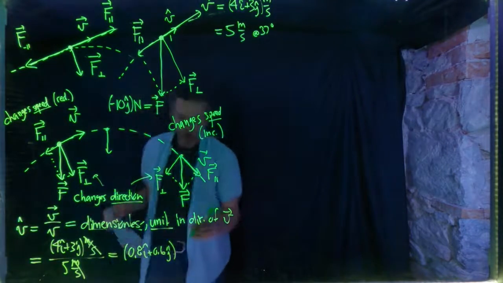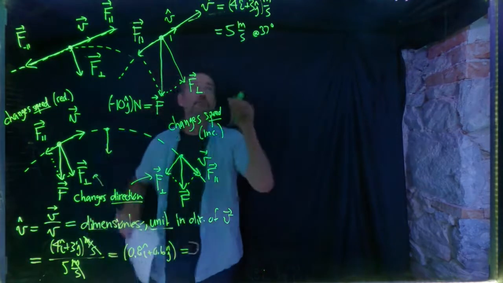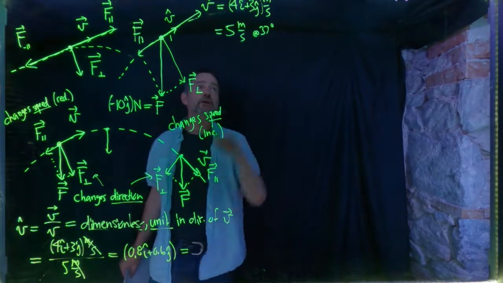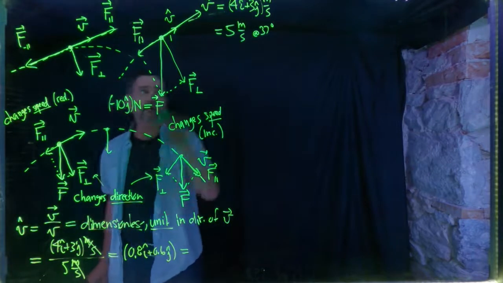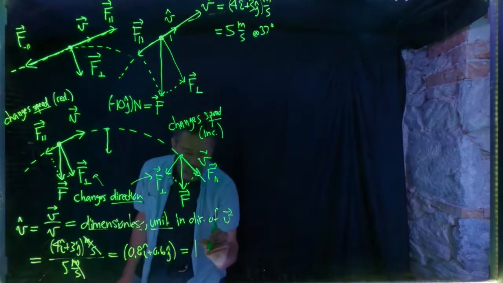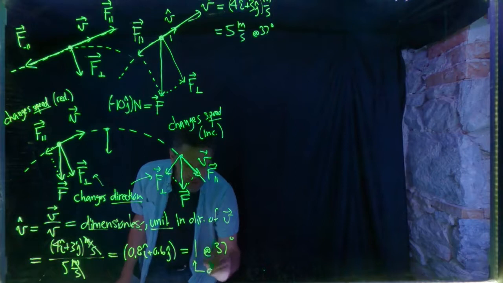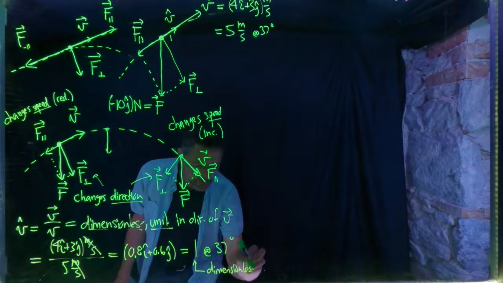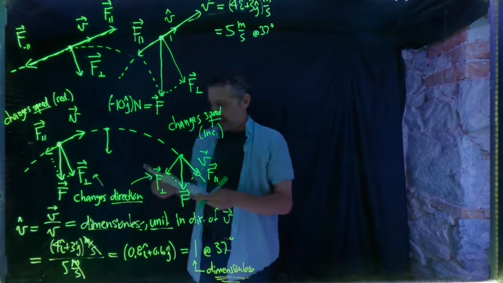You can also write this as the vector itself is 5 meters per second at 37 degrees. If you divide by 5 meters per second, you just get 1 at 37 degrees. This is 1 at 37 degrees. So this is dimensionless. Okay, very good. So that's that.